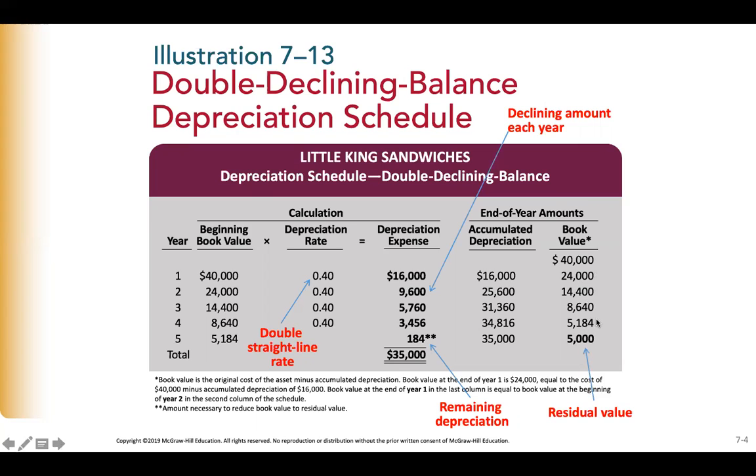So we see in year 4, we're at $5,184. If we took 40% of that number, it would be way too much and we would be below residual value. So we simply plug for depreciation expense in year 5 for $184 to make our book value equal to residual value.